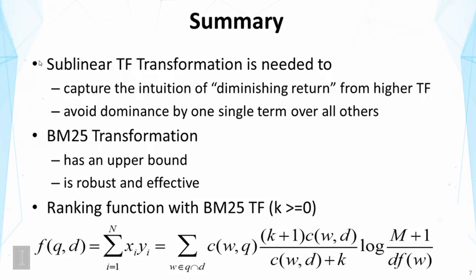Now if we plug in this function into our TF-IDF weighting vector space model, then we would end up having the following ranking function, which has a BM25 TF component. Now this is already very close to a state-of-the-art ranking function called BM25. And we will discuss how we can further improve this formula in the next lecture.